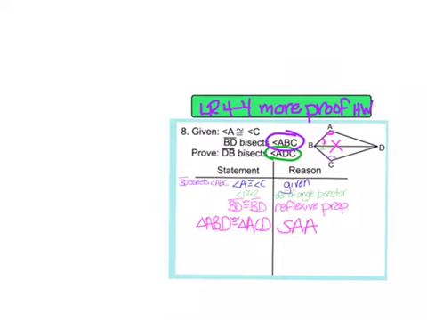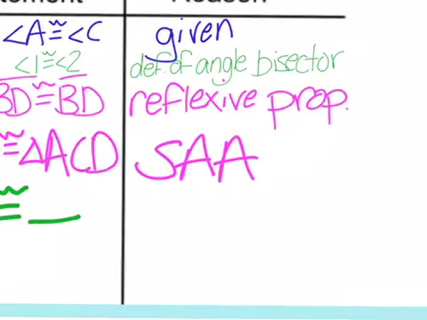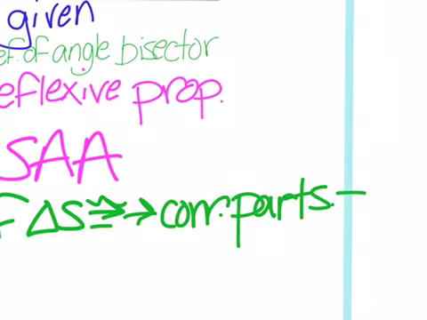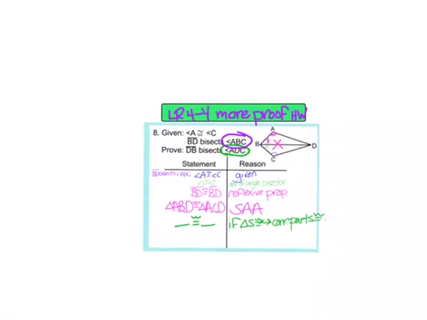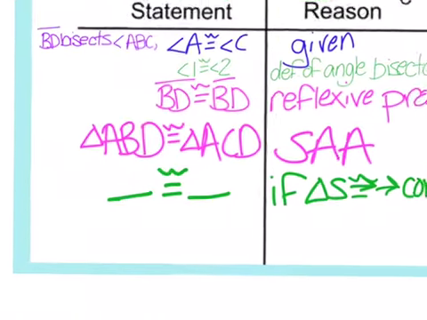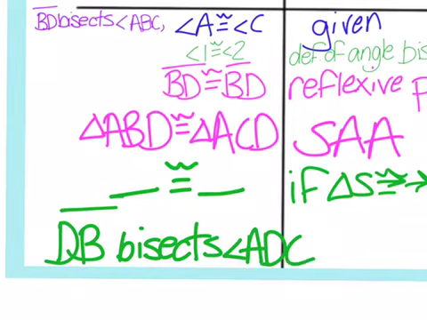Okay, great. Now the only thing I can say, when I know the two triangles are congruent, is that I have a set of congruent parts. Something will be congruent to something. If two triangles are congruent, then, oops, I forgot the congruent, then their corresponding parts are congruent. Well, what corresponding parts would give me DB bisects angle ADC? Because that's where I want to end up. I want to have an angle bisector. This time I want ADC.